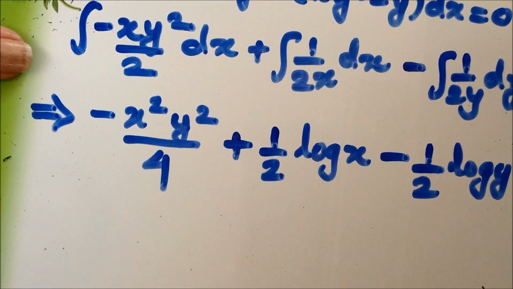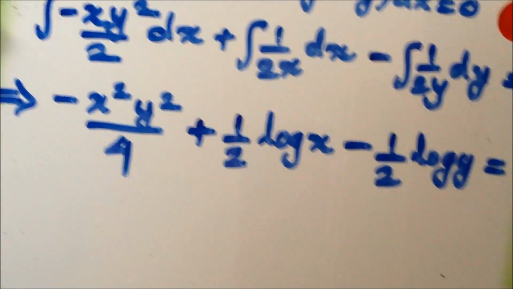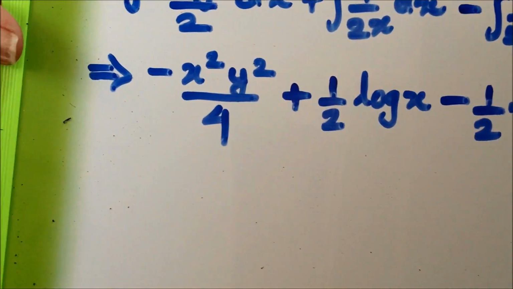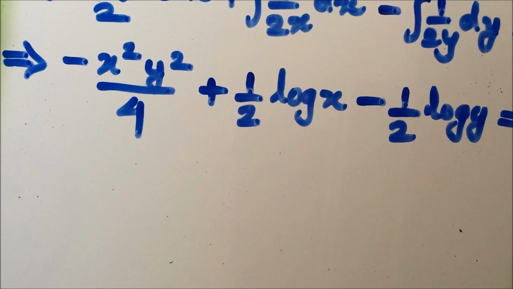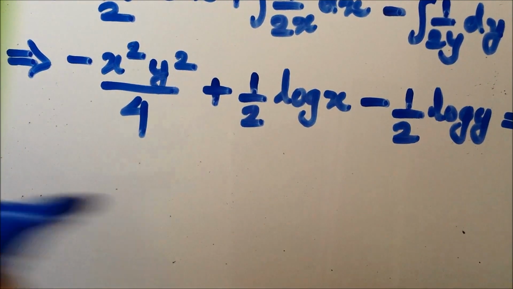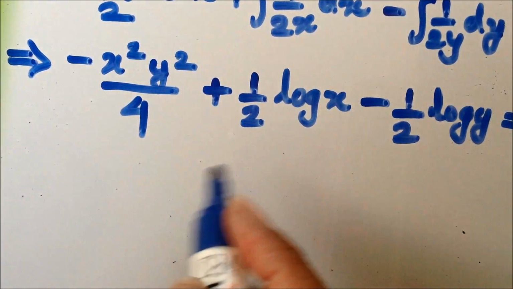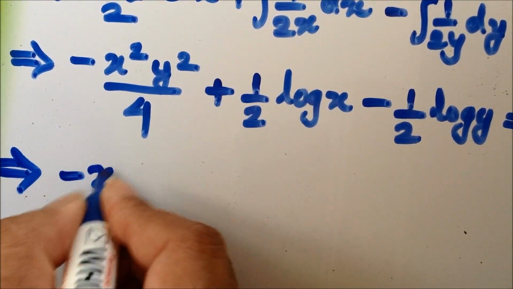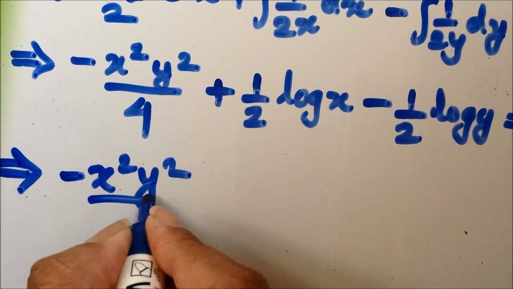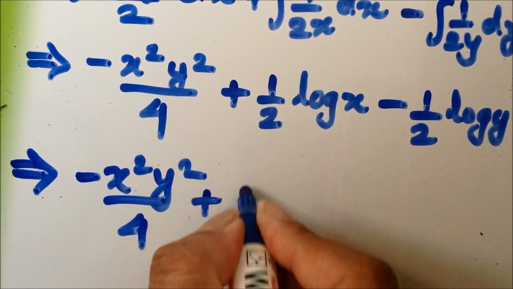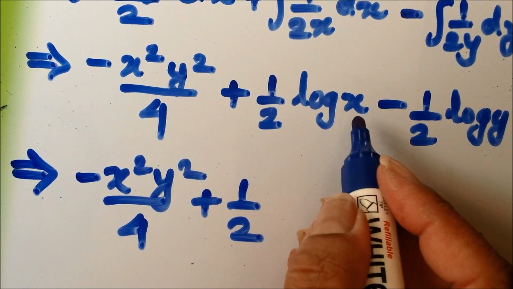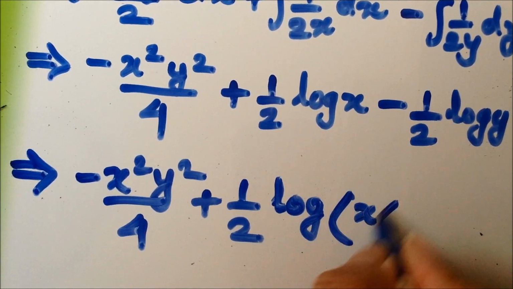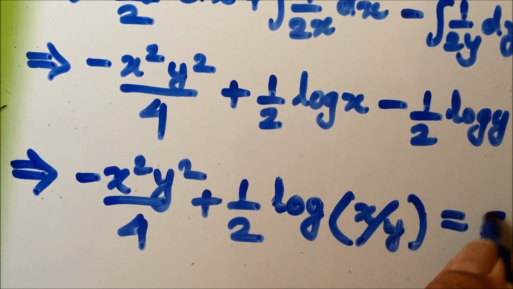So after integrating, this is what we have got. Now once again, if you want, you can simplify the expressions. How are we going to simplify the expressions? You can take common whatever is the denominator. So we can just write minus x square y square divided by 4 plus half. Now this is log x minus log y, so that is going to be log of x upon y is equal to c.